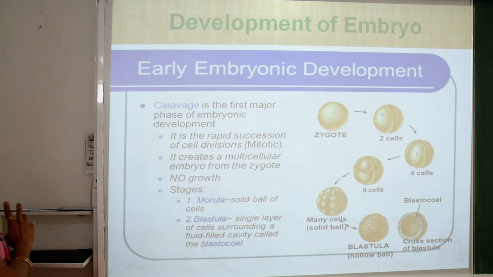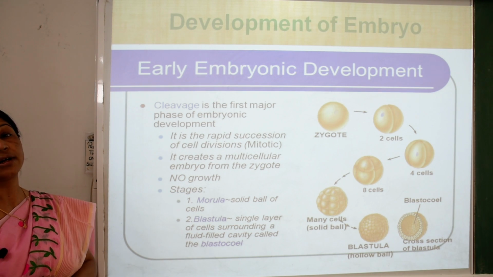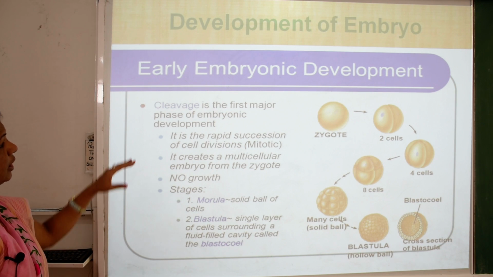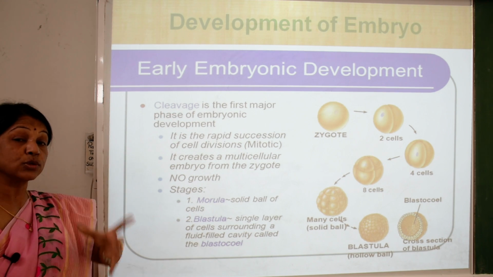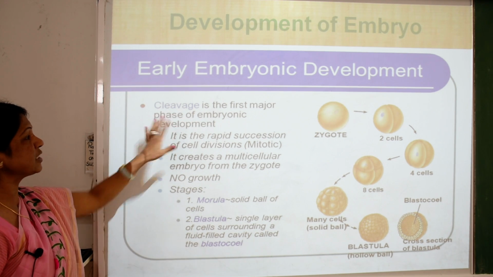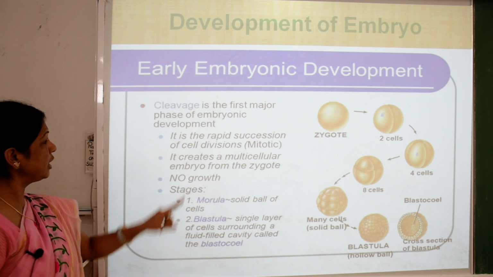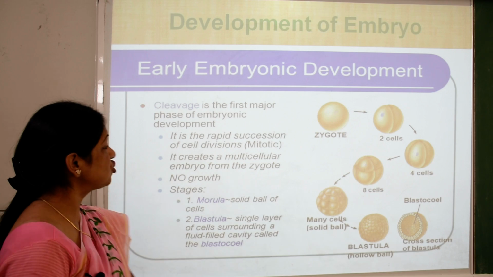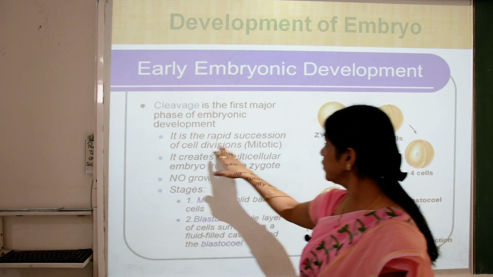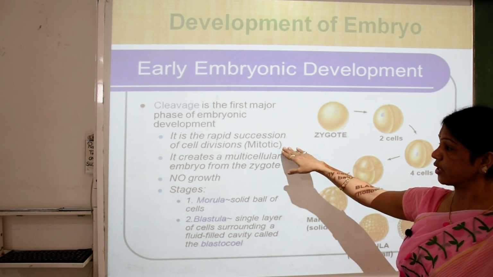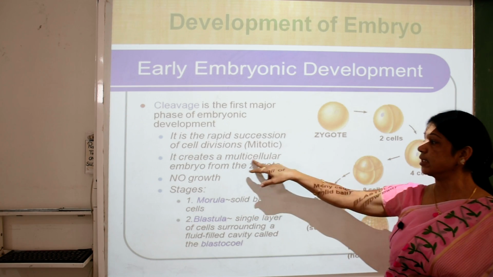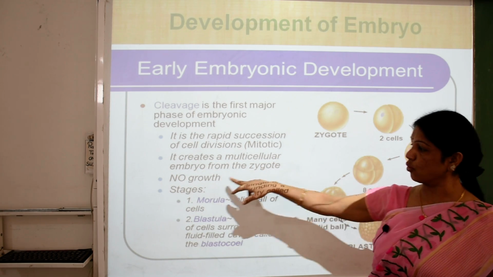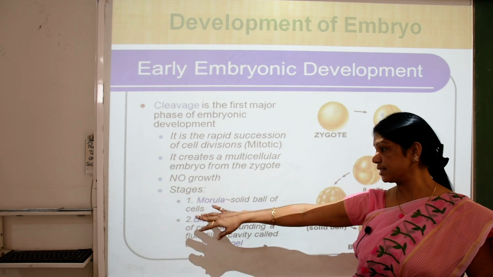Now further we see the early embryonic development. What is the early embryonic development? Here is the cleavage. It is the first major phase of embryonic development. It is the rapid succession, meaning division, of the cell. It is mitotic and it creates a multicellular embryo from the zygote, with no growth stage.